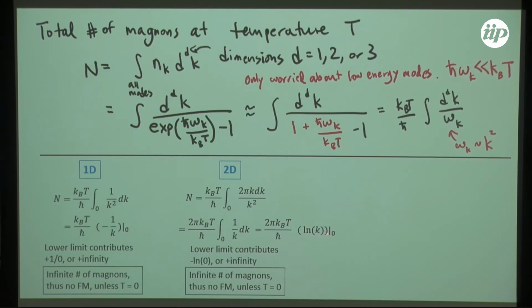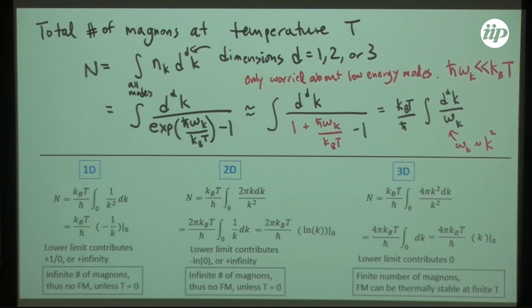And if you look at the lower limit at 0, you get negative natural log of 0, which is positive infinity. So in 2 dimensions, you get an infinite number of magnons, thus no ferromagnetism unless T is equal to 0. Right, so this is the Mermin-Wagner theorem here. But it seems like this is a bad trend. Will it ever work? And it works in 3D, okay.